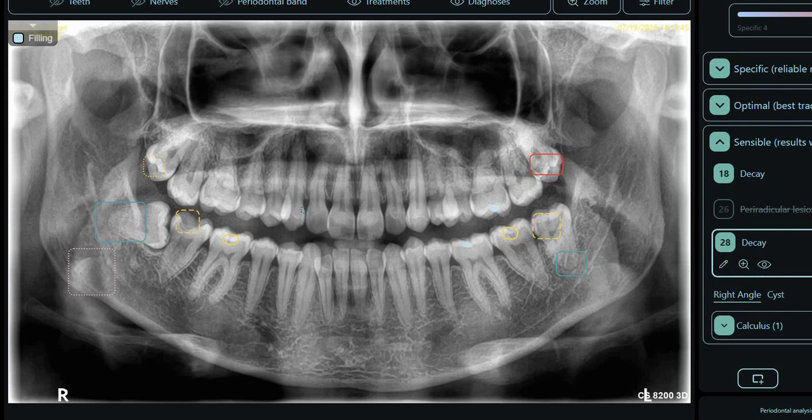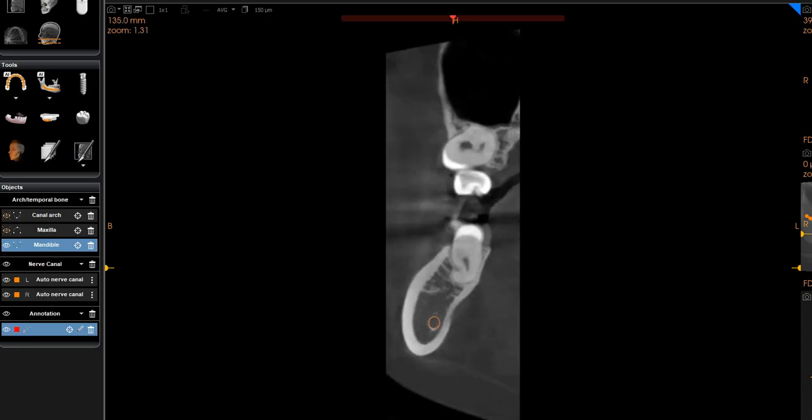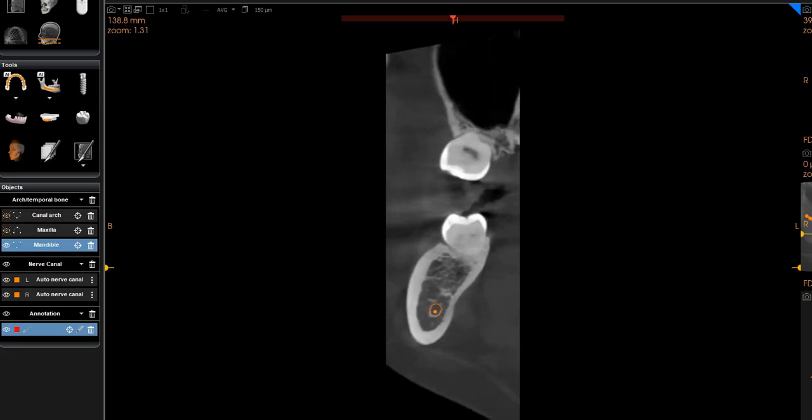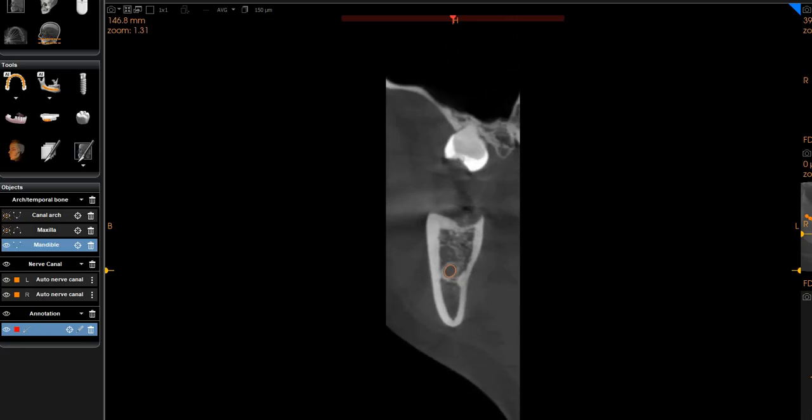The upper left 8 shows signs of decay, and let's go back to the 8 and see if this 8 actually shows signs of decay. And there we go, ladies and gentlemen, absolutely spot on. The upper left 8 shows signs of decay, and you can actually see that right here.